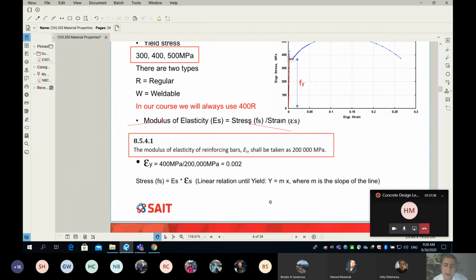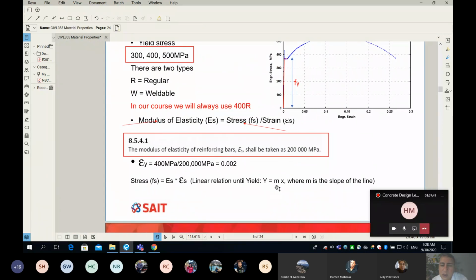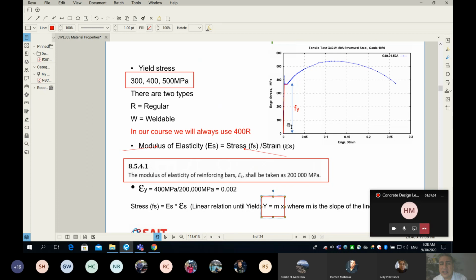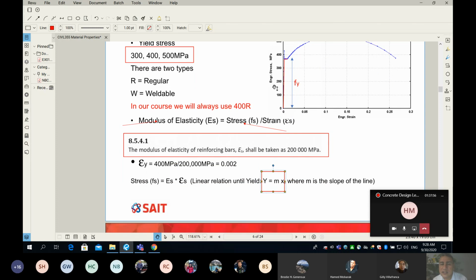And for a line equation, you know from the math that y is equal to mx. I'm going to box this out. I know some of you don't like math. So y equals mx. On the y axis here is the stress. So the stress is equal to E sub S multiplied by epsilon S. Remember, the y is your stress, and the x is your epsilon or your strain, and the slope, the m, is the slope of the line, which is the modulus of elasticity.